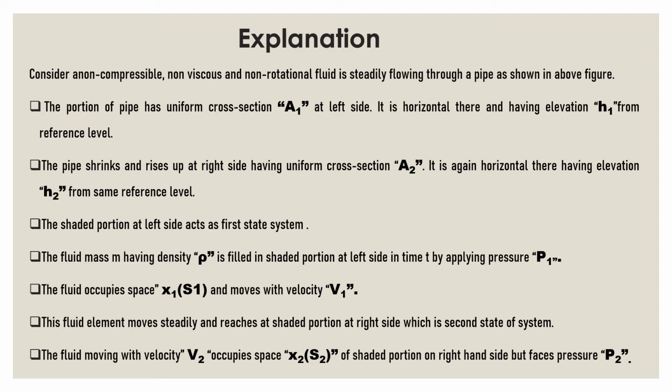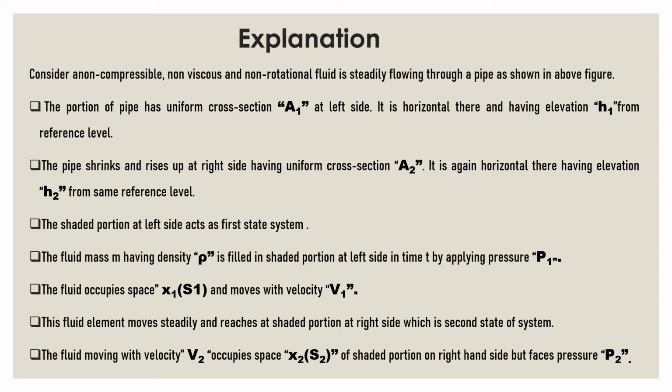Now we are going to explain about the pipe as discussed in the picture. Consider a non-compressible, non-viscous, non-rotational fluid that is steadily flowing through a pipe as shown in the previous picture. The portion of the pipe has a cross-sectional area A1 on the left hand side. It is horizontal there and having the elevation h1 from the reference level. The pipe shrinks and rises up at right hand side with the cross-sectional area A2, as you have seen in the previous picture. As I told before, it is again horizontal there having the elevation h2 from the same reference level.